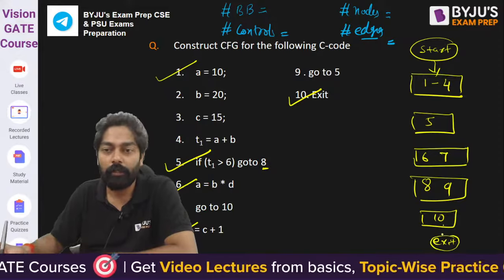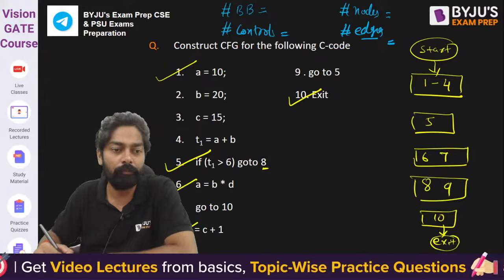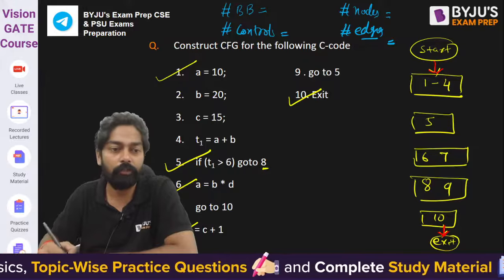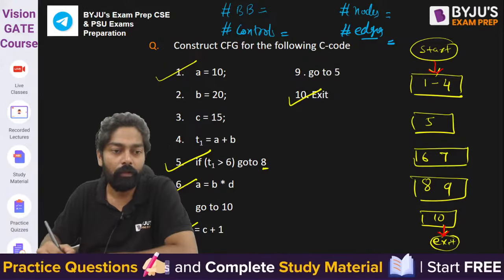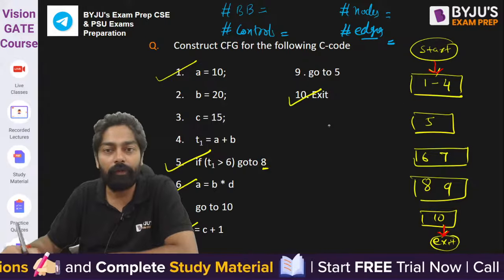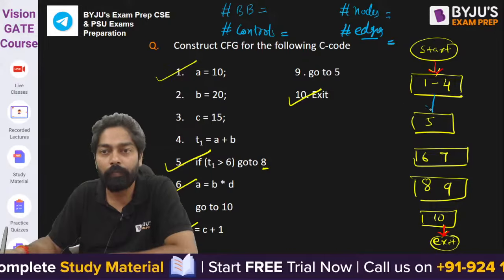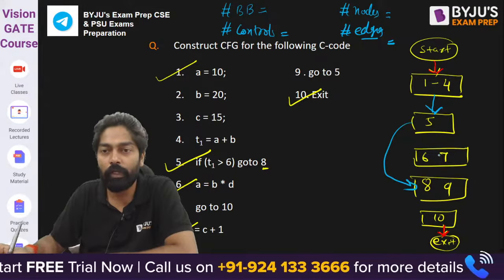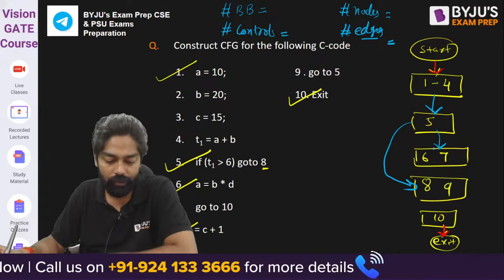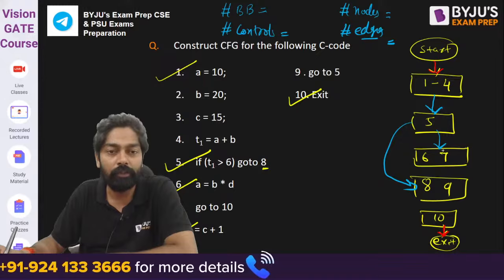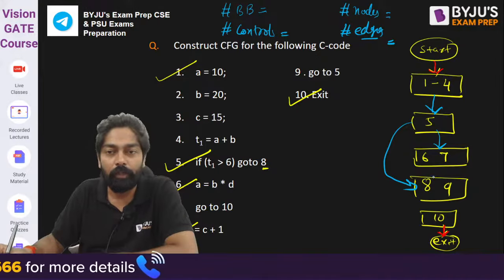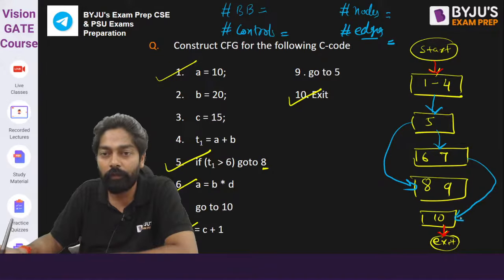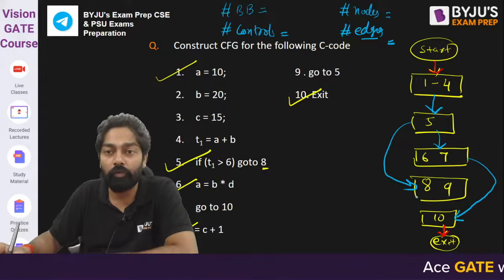Okay, so this is also a very simple one. Let me write in red color, for clarity. Now 1 to 4. After 4, can I go to 5? Yes, I can go to 5. No problem, so there will be an edge. If T1 is less than 6, go to 8. So I will go to 8, and it is true. If it is false, I will go to here. Now A equals B into D, and at 7, go to 10. So I will directly go to 10, so the edge will be here. And 9, go to 5. So the edge will be here.